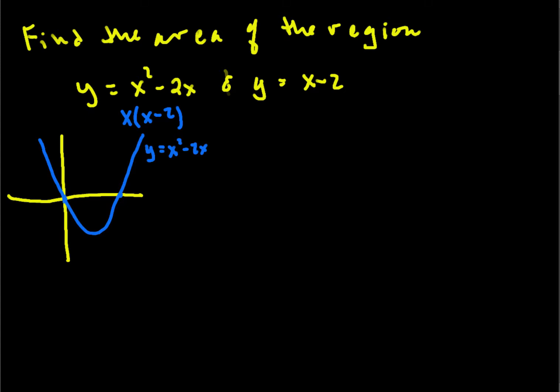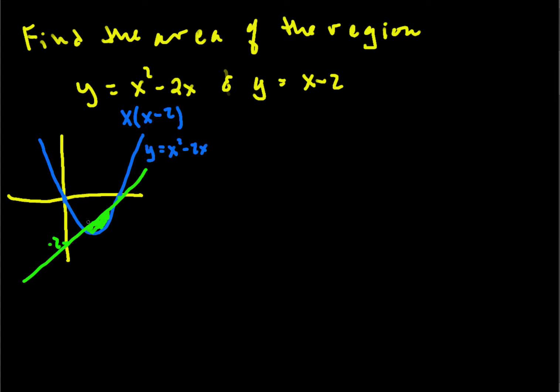Similarly, x minus 2 is just a line that goes through negative 2. So we've got negative 2 down here, and when x is 2, it's 0. So it's going to go right through there, and my line looks something like this. And so I'm trying to find the area of this region here.